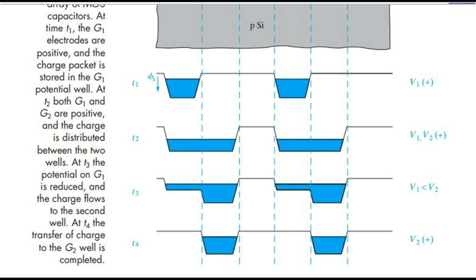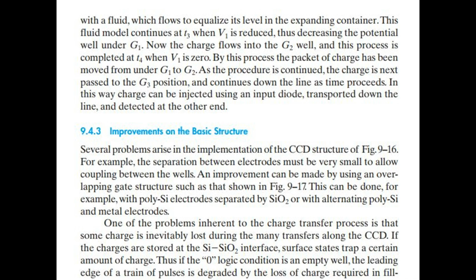This fluid model continues at t3 when V1 is reduced, thus decreasing the potential well under G1. Now the charge flows into the G2 well, and this process is completed at t4 when V1 is 0. By this process the packet of charge has been moved from under G1 to G2. As the procedure is continued, the charge is next passed to the G3 position, and continues down the line as time proceeds. In this way charge can be injected using an input diode, transported down the line, and detected at the other end.